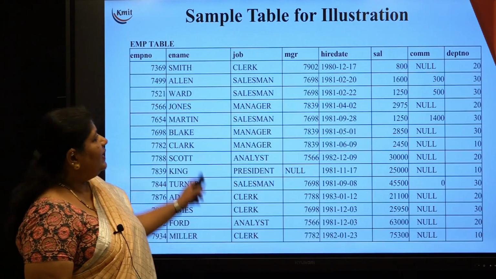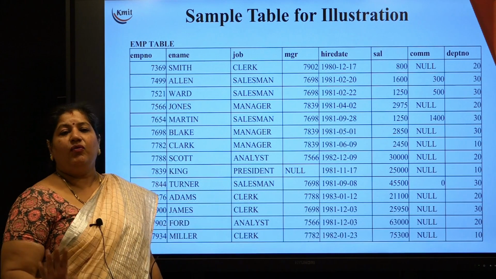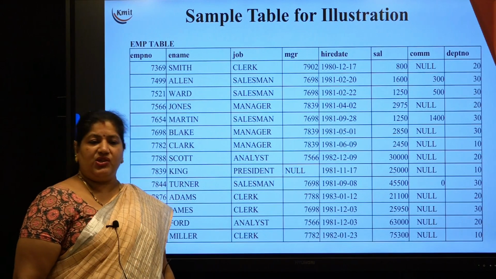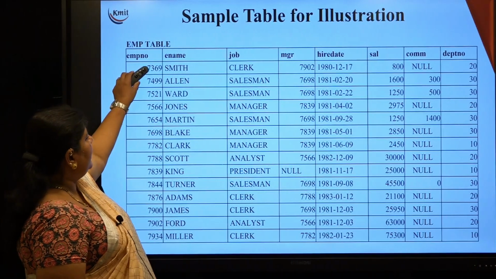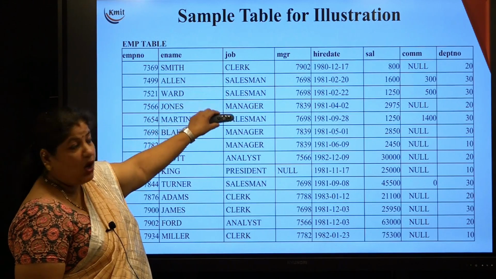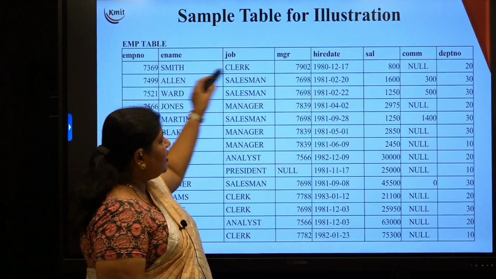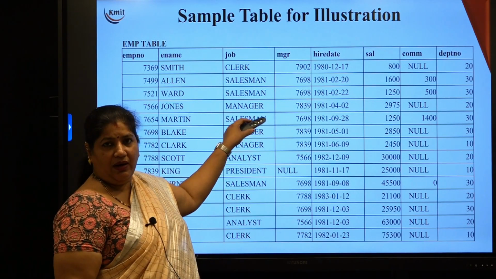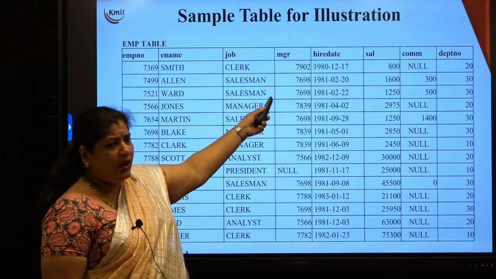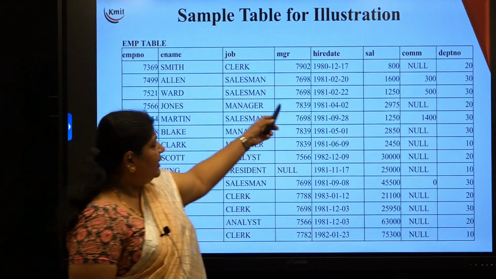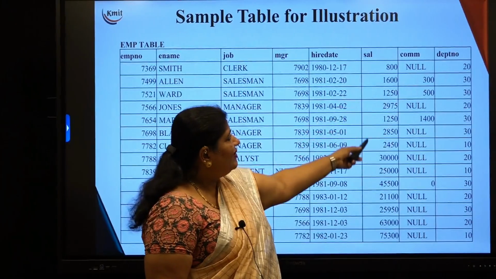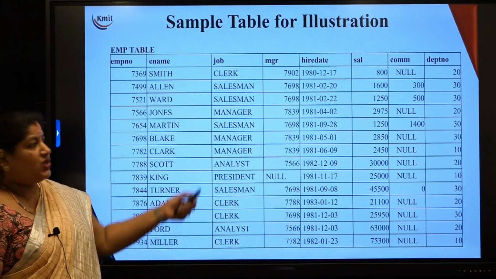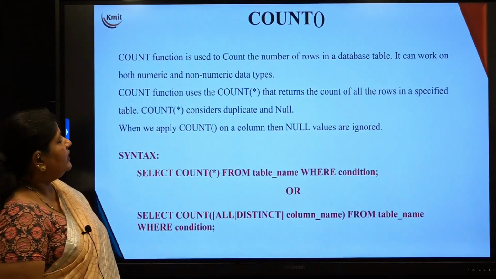Now, let us consider this EMP table for our examples. It's one of the oldest tables used for illustrations in SQL. This EMP table contains employee number, name, then the job, which is the designation. An employee may work as a manager. This is self-recursive, that is a unary relationship: employee manages employees. Then the hire date, the joining date, salary, the commission earned and the department number. Let us apply our functions on this table and try it out.